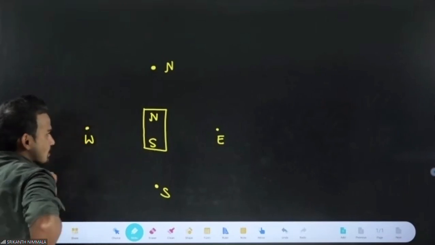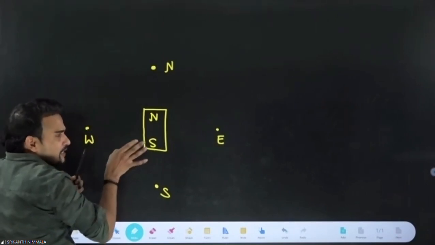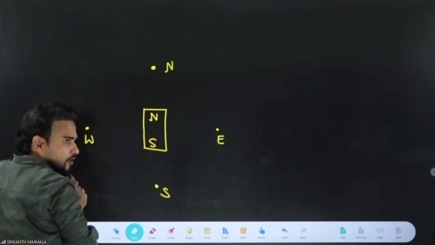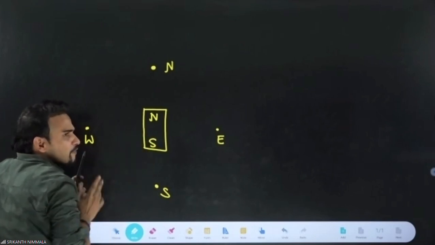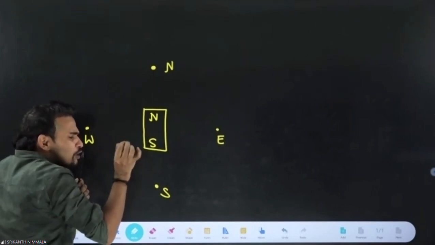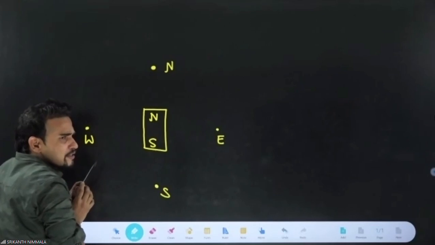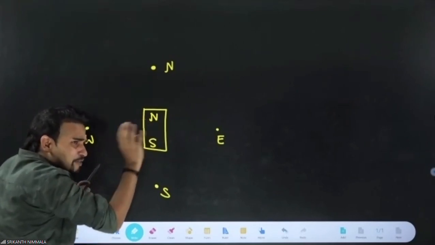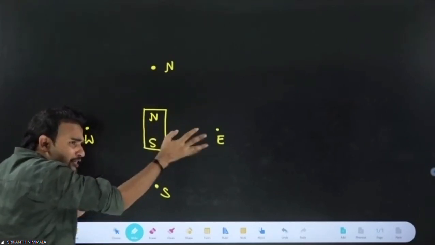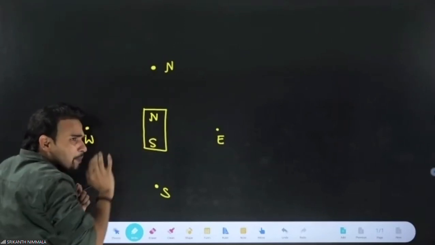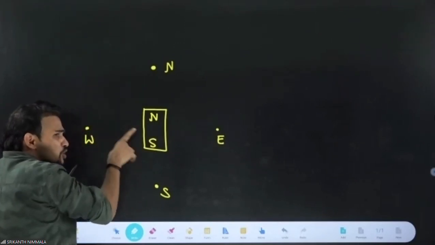They will say like this: a bar magnet is placed such that the north pole of the bar magnet faces north. The south pole of the bar magnet faces south. They will ask you at which location the null point will exist. Whether the null point will exist in the east-west direction, whether it will exist in the north-south direction, or whether no null point will exist. Just see how to find the location of the null point.